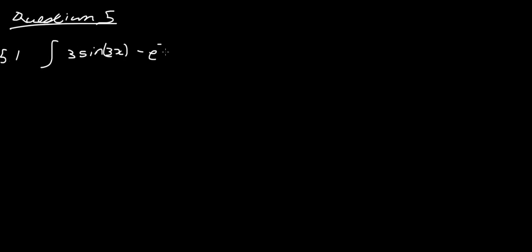This is 5.1. They say do the integral of 3 sine 3x minus e to the minus 4x minus 3x to the minus 4 plus 2 times 3 to the 5x minus cosec squared x plus 2 dx.